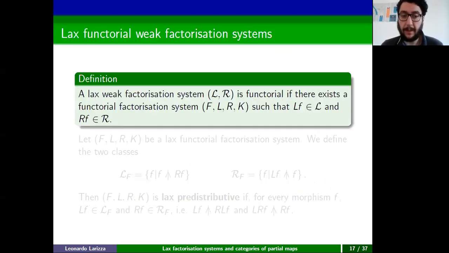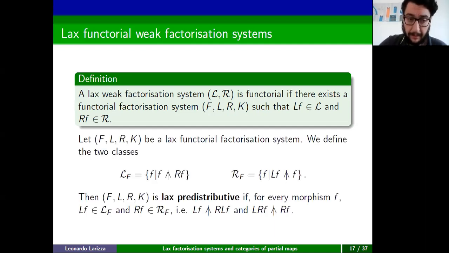Now we would like to merge the two definitions. So first of all, I say that a Lax-weak factorization system LR is functorial whenever there exists a Lax functorial factorization system FLRK, such that the functorial factorizations are also LR factorizations in the Lax-weak factorization system. And then I would like to consider whether any Lax factorization system yields a Lax-weak one. Every Lax functorial factorization system yields a Lax-weak factorization system.